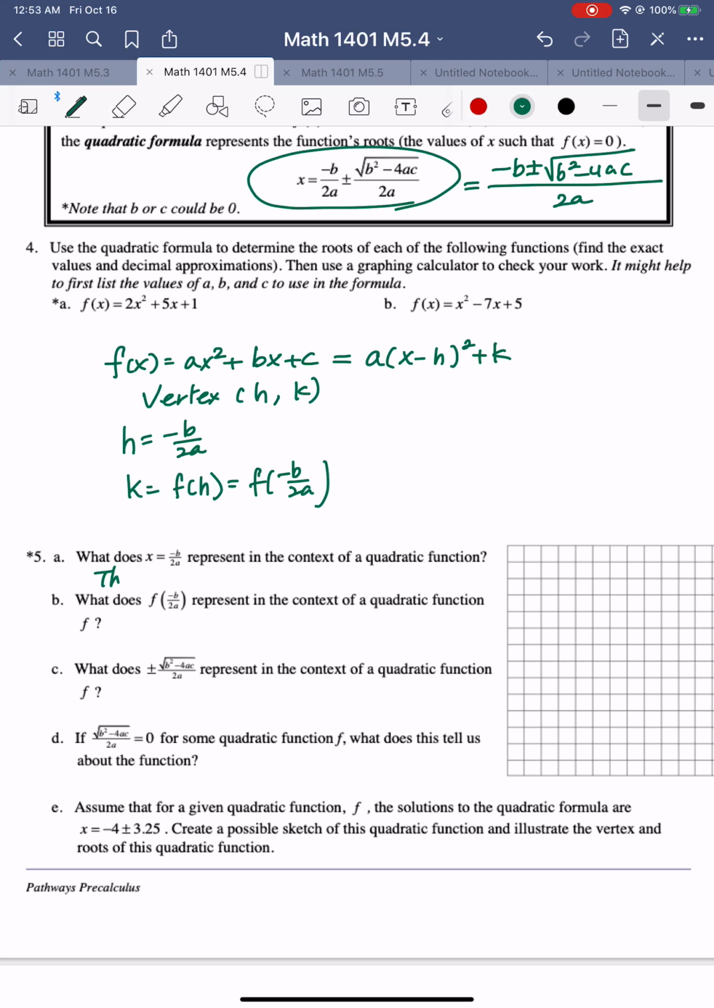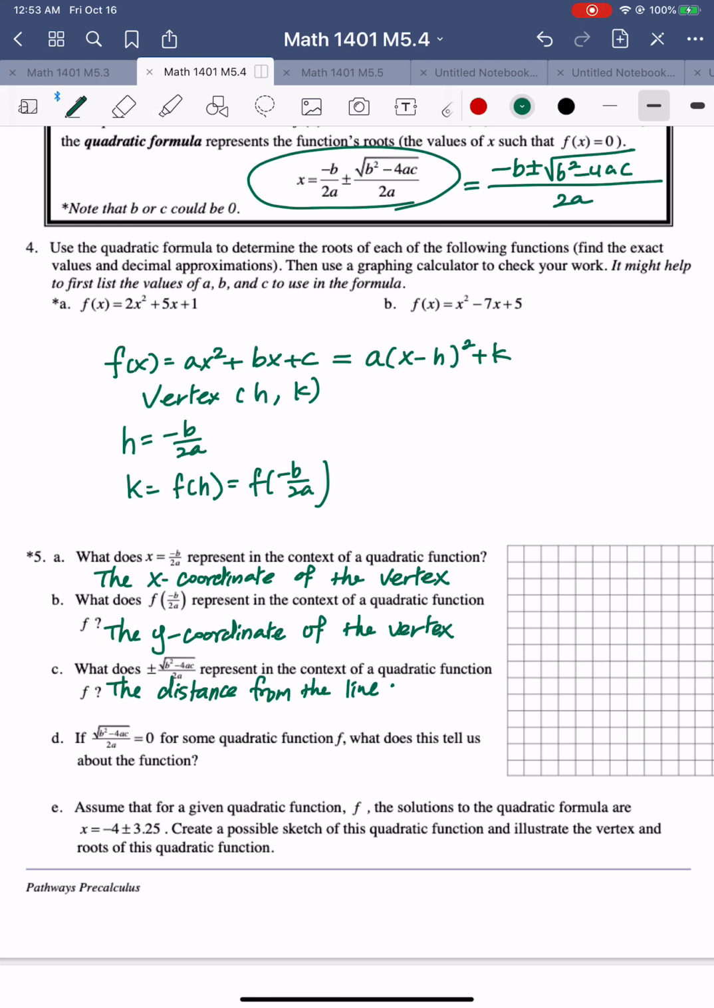It is going to be the x coordinate of the vertex. And what does f of negative b over 2a represent? It is going to be the y coordinate of the vertex. And then what does the plus or minus square root of b squared minus 4ac over 2a represent? That is actually the distance from the line of symmetry to each root value, which are the x-intercepts.